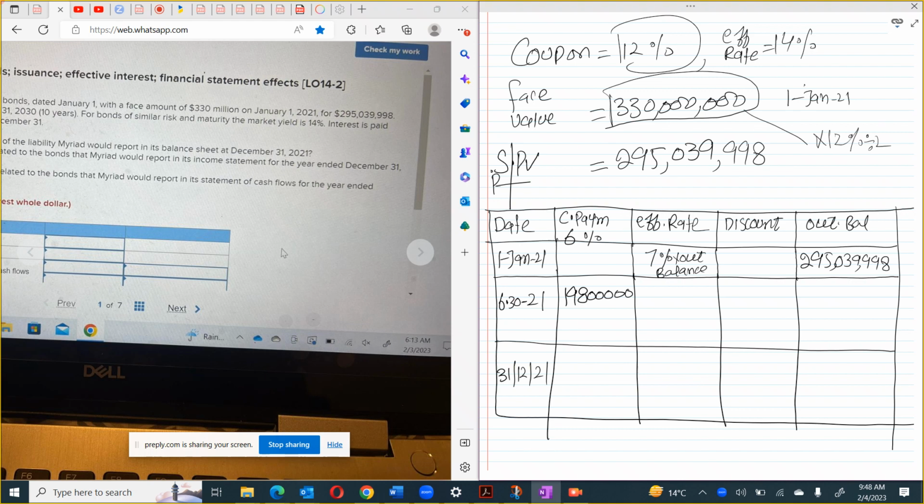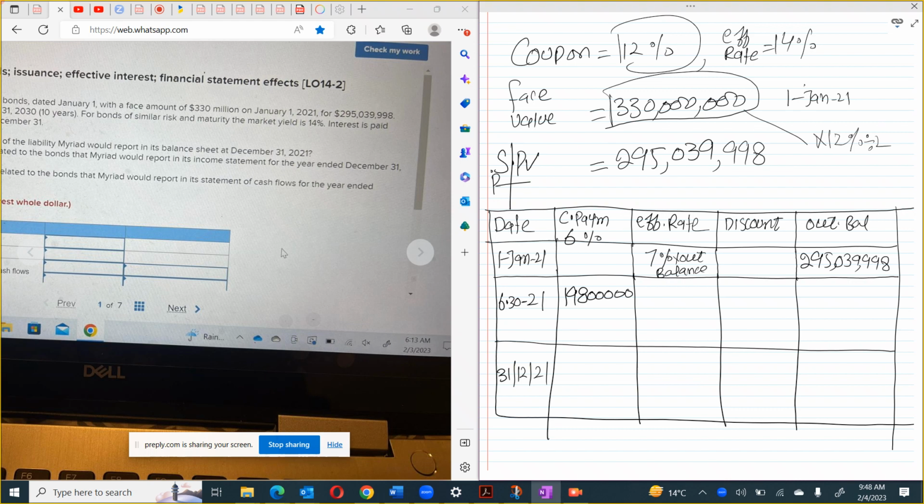Add the coupon payment column together. No, not the coupon, this one, the effective rate. This will be your interest expense. If you add both of these coupon payments, this will be your cash flows, the cash payment. So is it easy now? And the amount reported in the statement of cash flows, this one. This is interest expense. This is your liability. You will record this.